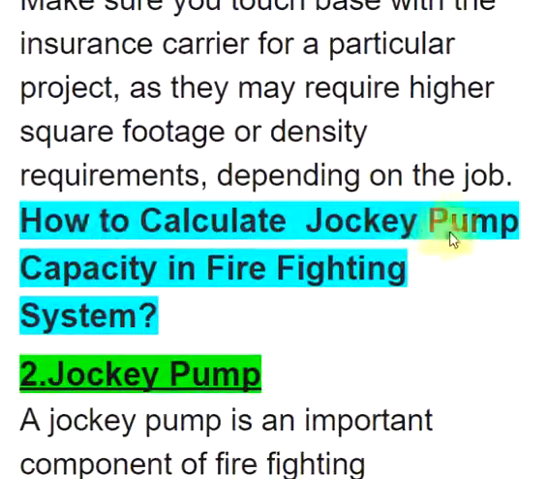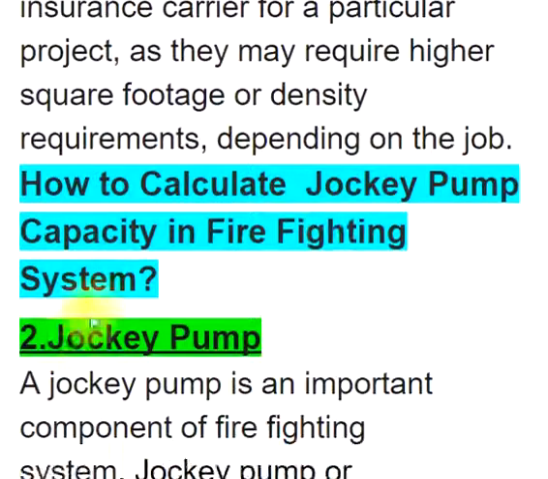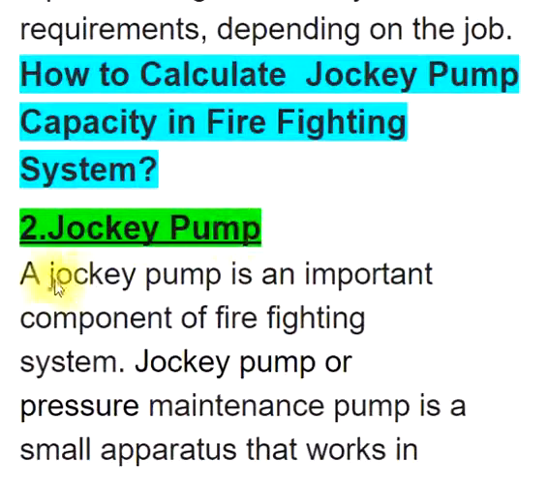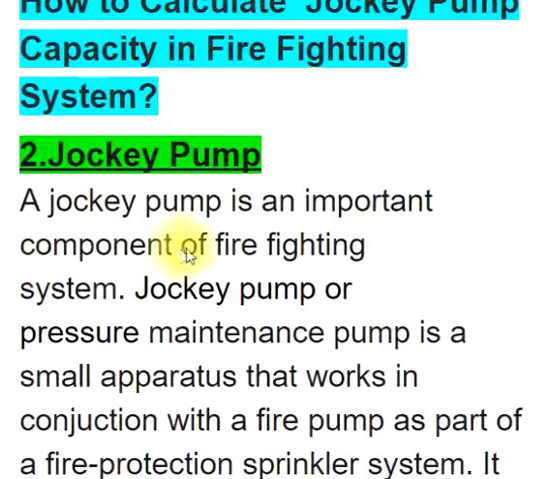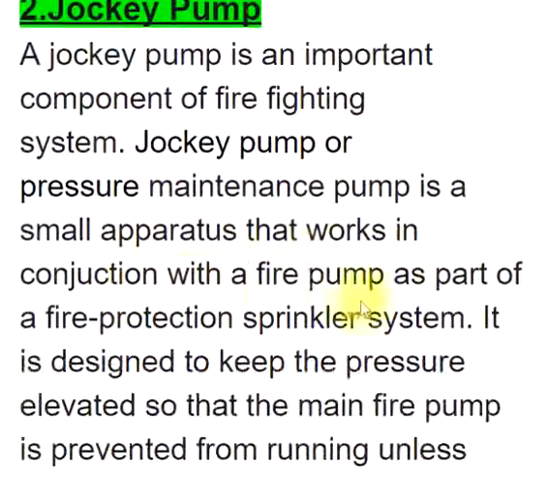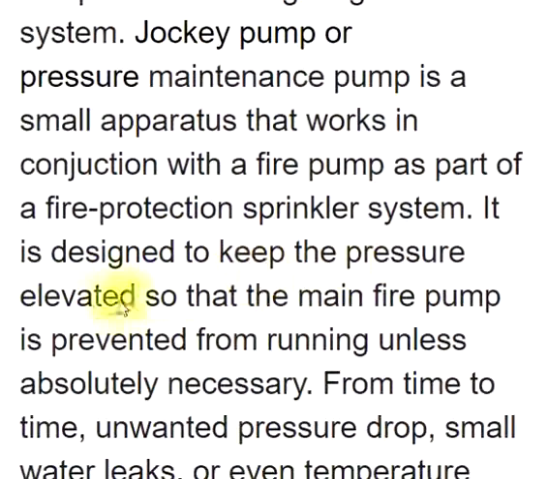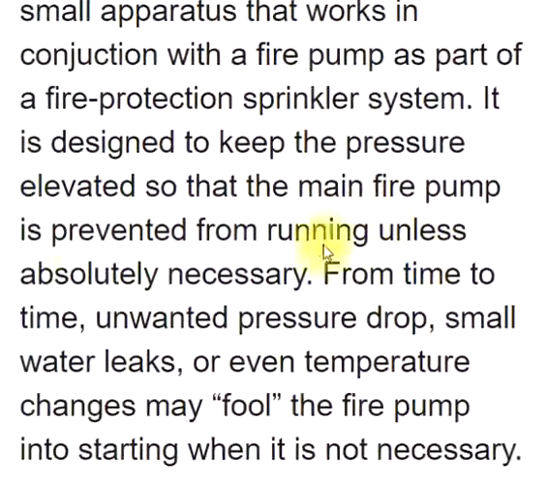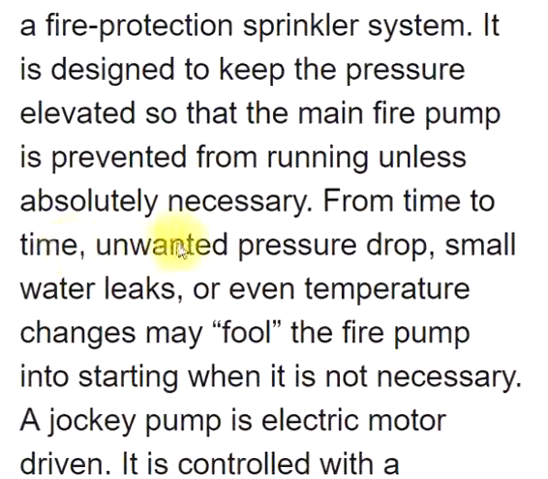How to calculate jockey pump capacity in firefighting system. 2. Jockey pump. A jockey pump is an important component of firefighting system. A jockey pump, or pressure maintenance pump, is a small apparatus that works in conjunction with a fire pump as part of a fire protection sprinkler system. It is designed to keep the pressure elevated so that the main fire pump is prevented from running unless absolutely necessary. From time to time, unwanted pressure drop, small water leaks, or even temperature changes may fool the fire pump into starting when it is not necessary.